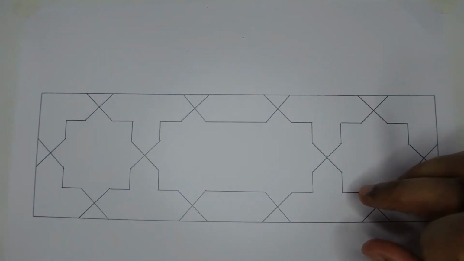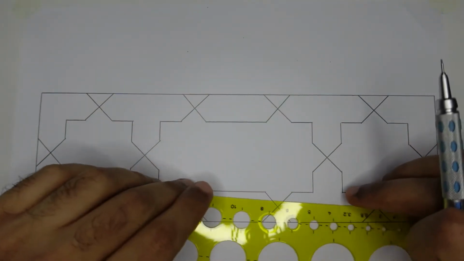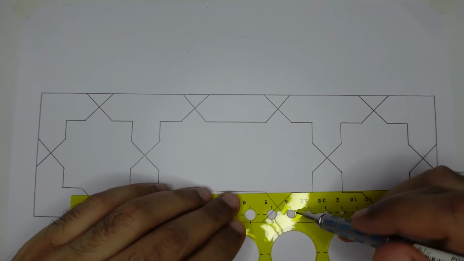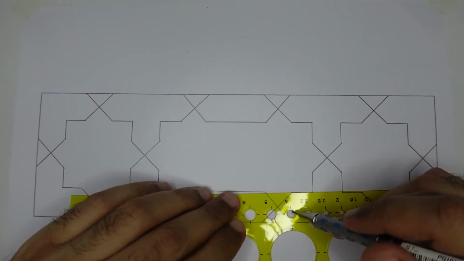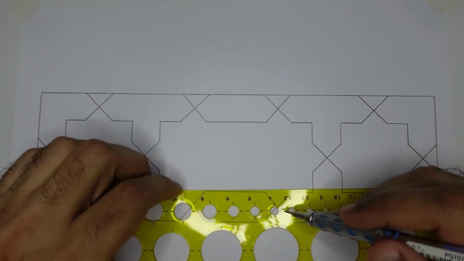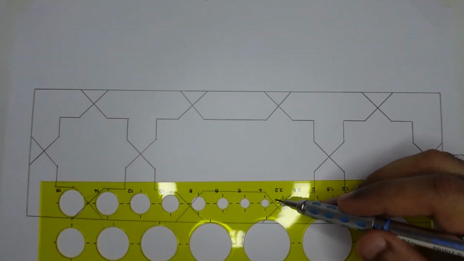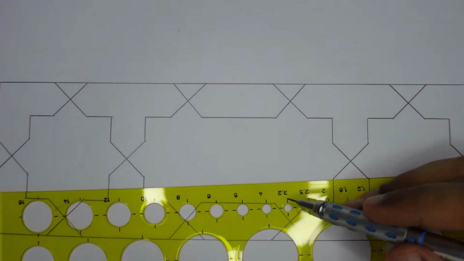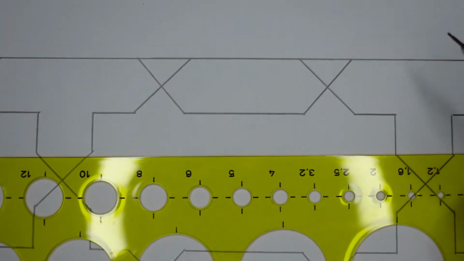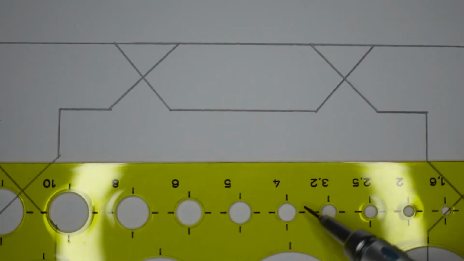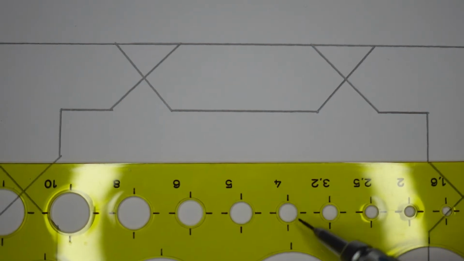I will show you on this one because it has more options, and it also gives you the size of the circle, the radius of the circle. For example, if you see on this one, it is mentioned, let me zoom in. You can see the sizes mentioned in the template here, like 4. This is 4 millimeters, the radius of the circle.